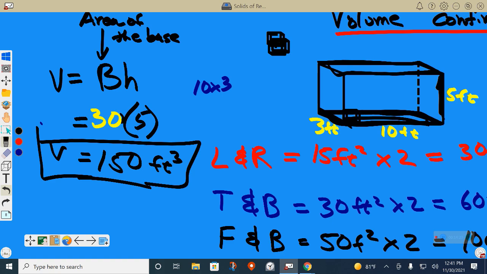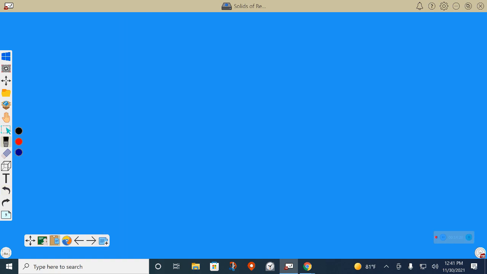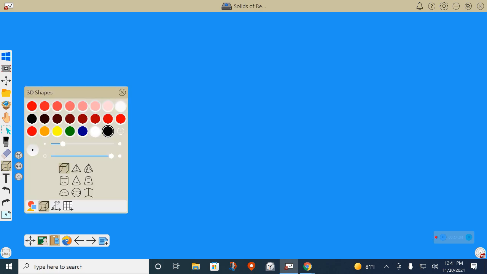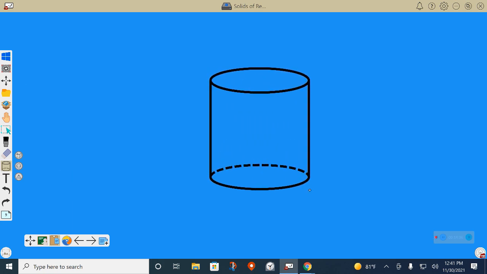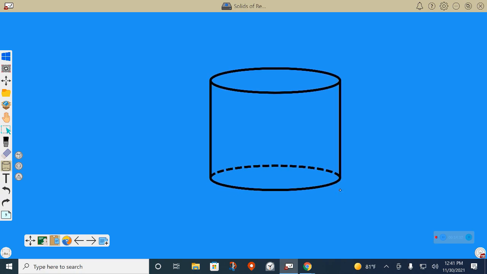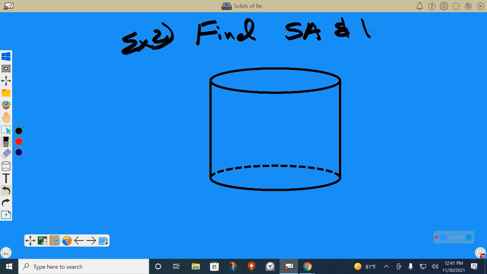Here we go. Last example. Here's example 2. Find surface area and volume. Go write example 2 down, please. Keep that cubic centimeter to the side. You're going to use that shortly. Right now, let's go ahead and draw a cylinder. This is our last example of the day.